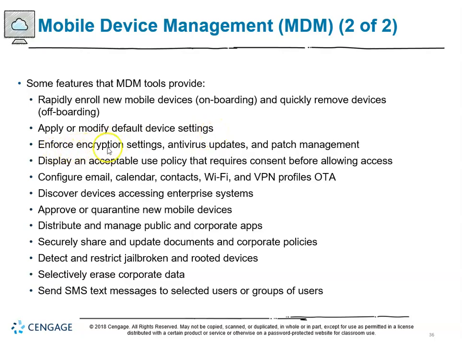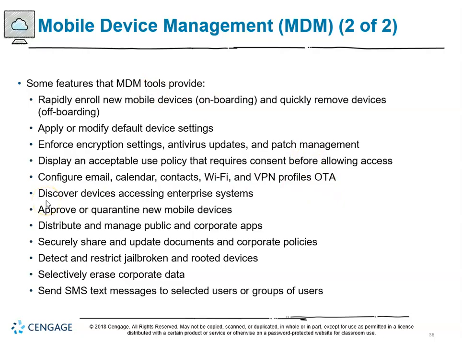You can also use it to enforce your security requirements, and specifically encryption settings, antivirus updates, and patch management. You can also keep track of the AUP, the acceptable use policy, and make sure that that shows up before they are permitted access, so they know what they're supposed to be doing. You can also start configuring the email, calendar, contacts, Wi-Fi, and profiles using over-the-air MDM tools.